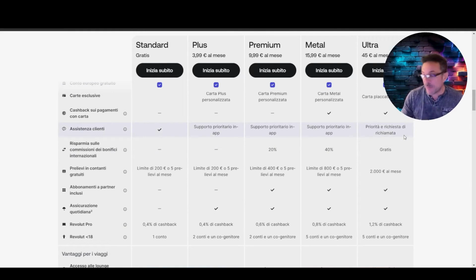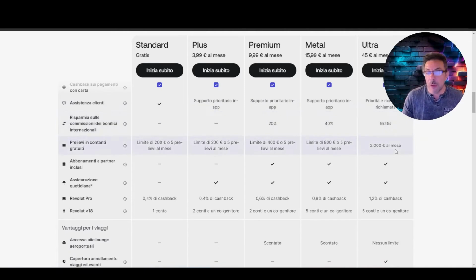And remember, please pay close attention. Revolut will never call you and will only contact you through their app. This is very, very important to avoid being scammed. Then you have free commissions on international transfers and you can withdraw up to €2,000 in cash for free.